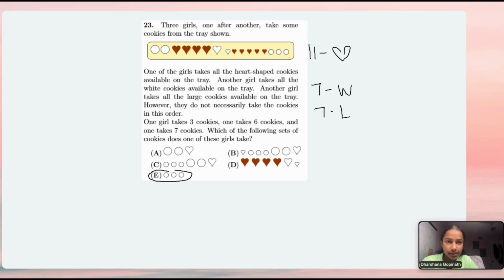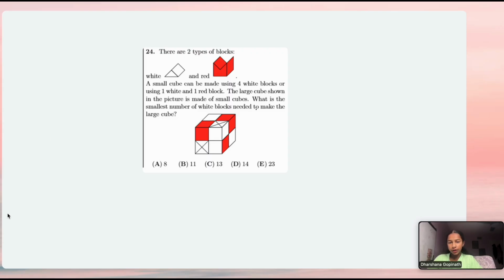There are 2 types of blocks: a white triangle-shaped block and a red block. A small cube can be made using 4 white blocks or using 1 white and 1 red block. The large cube shown below is the picture made of small cubes. What is the smallest number of white blocks needed to make the large cube?